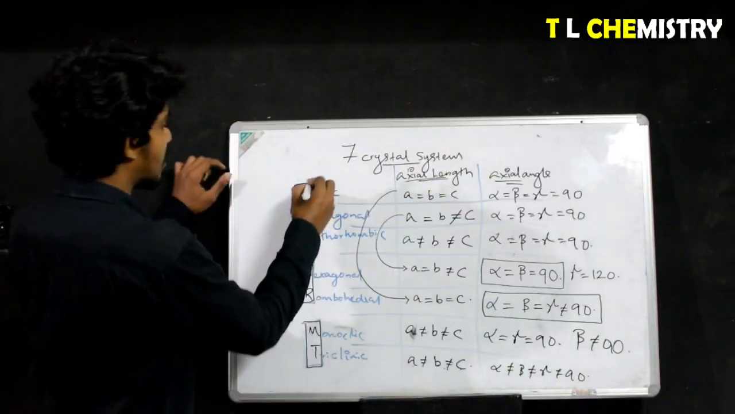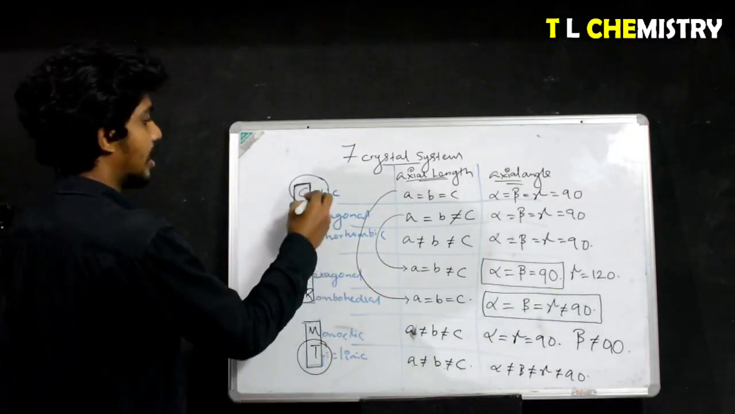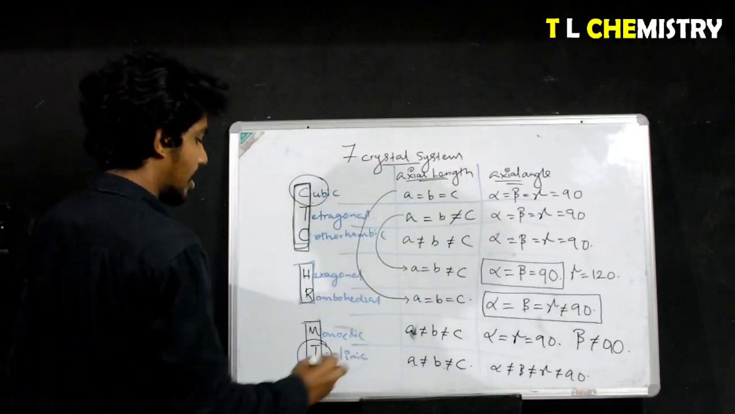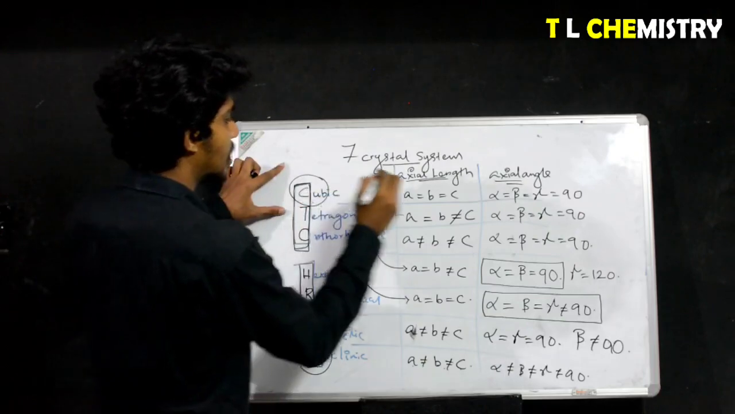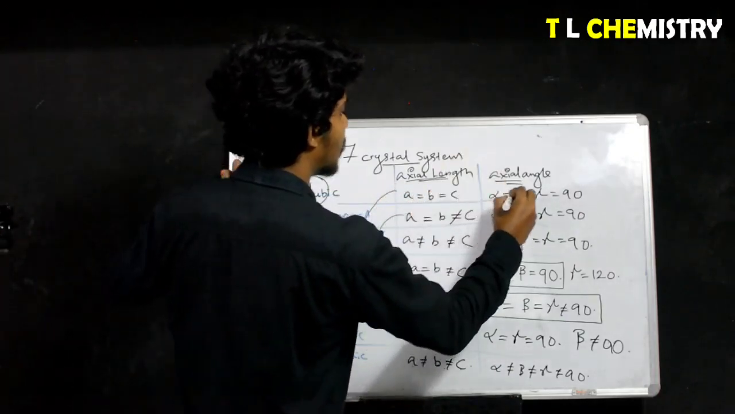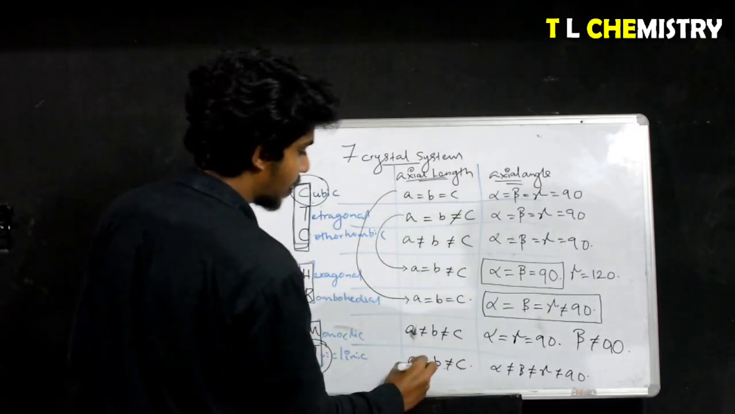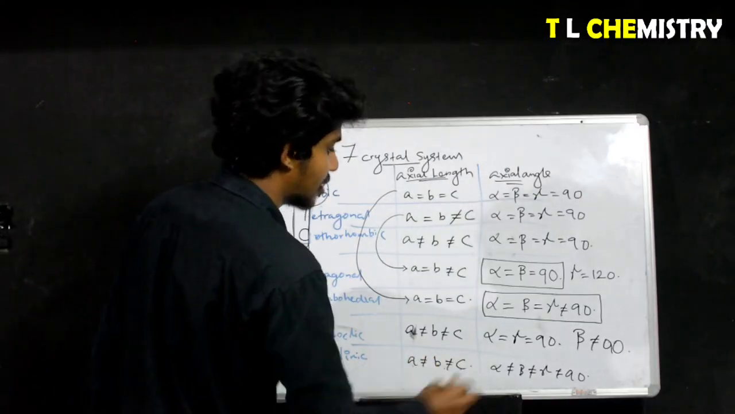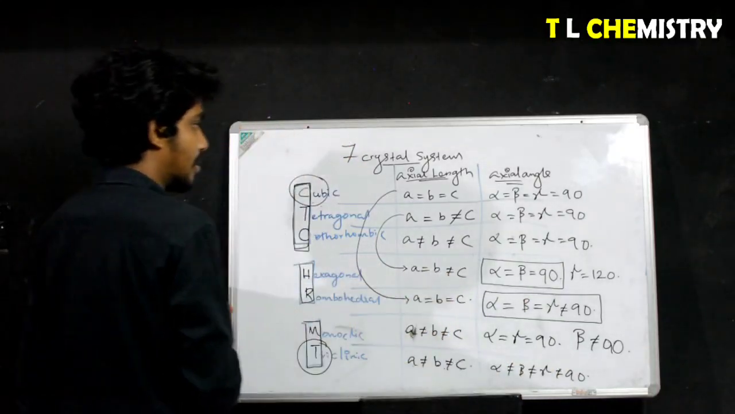Comparing the first, cubic system, and the last, triclinic system: in the cubic system all are equal, and in the triclinic system all are not equal. In the cubic system, a is equal to b is equal to c, alpha is equal to beta is equal to gamma is equal to 90. In the triclinic system, a not equal to b not equal to c, and alpha not equal to beta not equal to gamma not equal to 90.